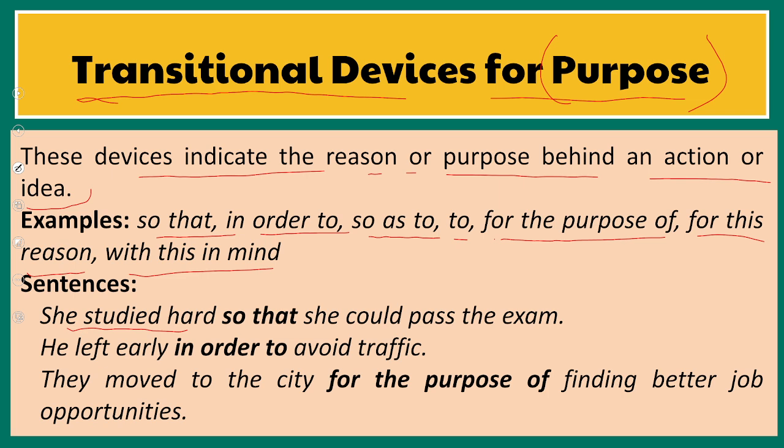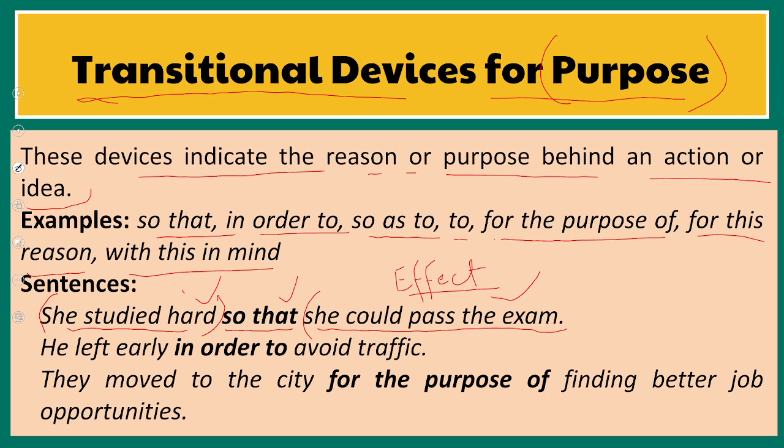She studied hard, so it's an idea, it's an act. Why is this happening? So that she could pass the exam. What will happen as a result of this action? She could pass the exam. So this transitional device is actually used to connect these two ideas. It is the action and it is the effect. So this is how these transitional devices are used to connect the different ideas, the action and its effect, the thing and the purpose.